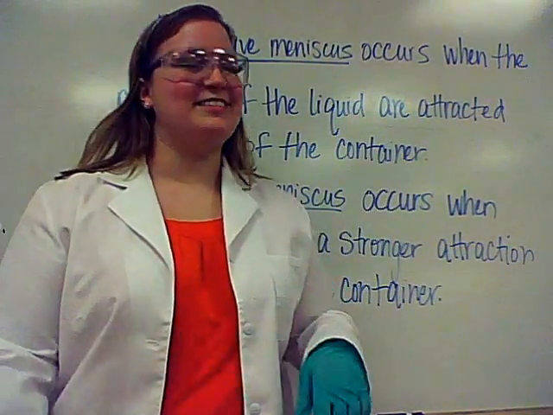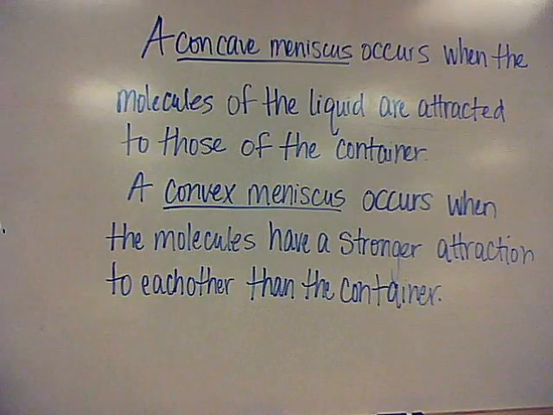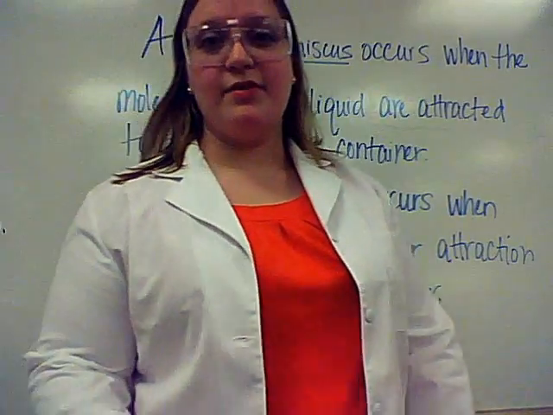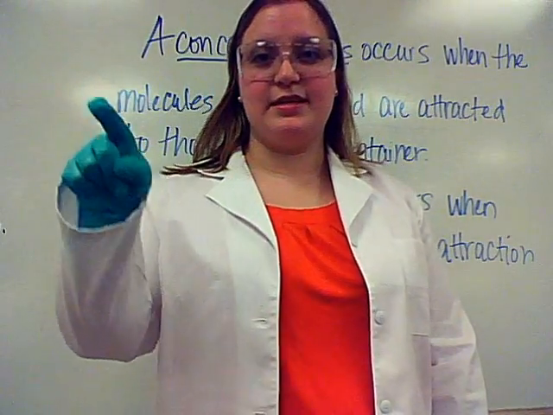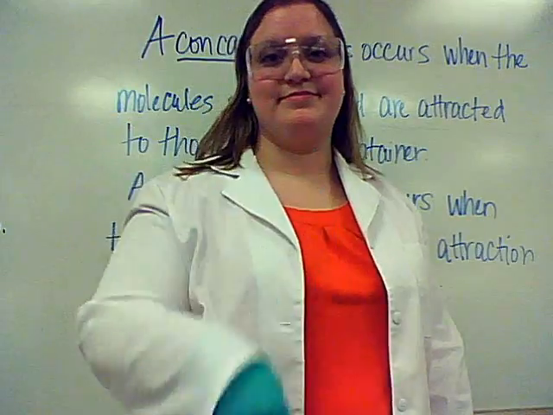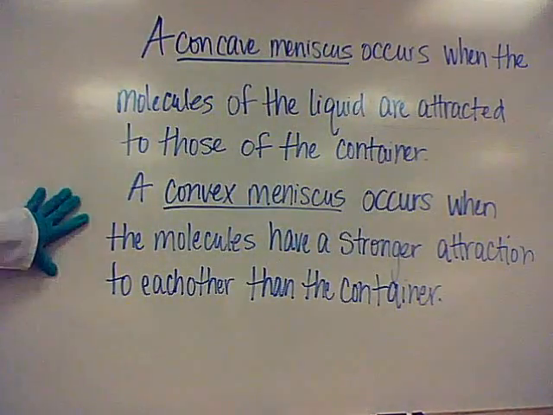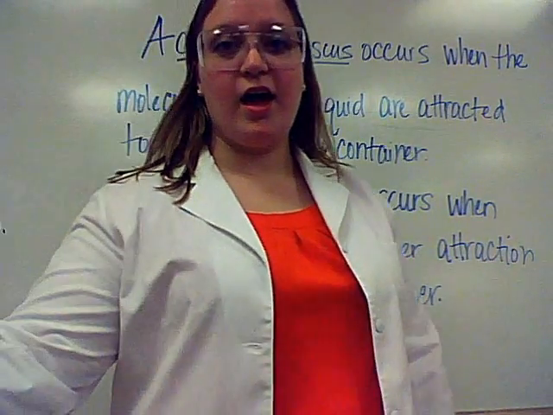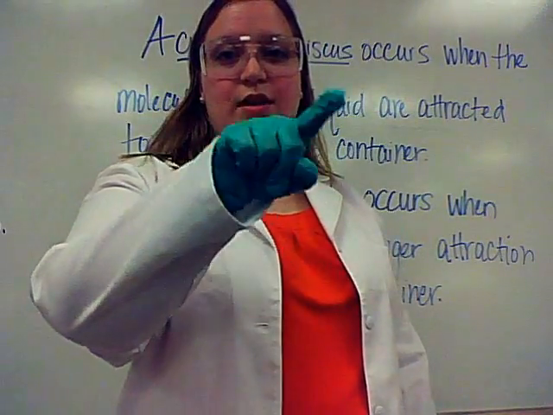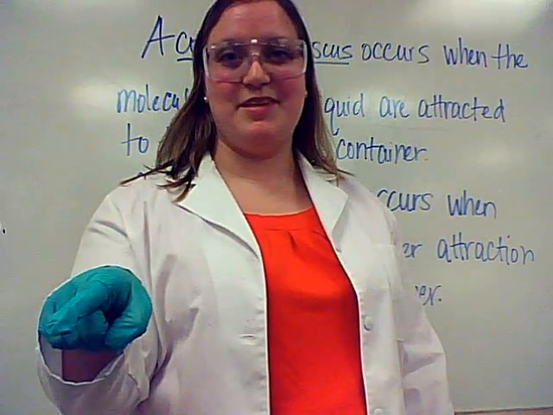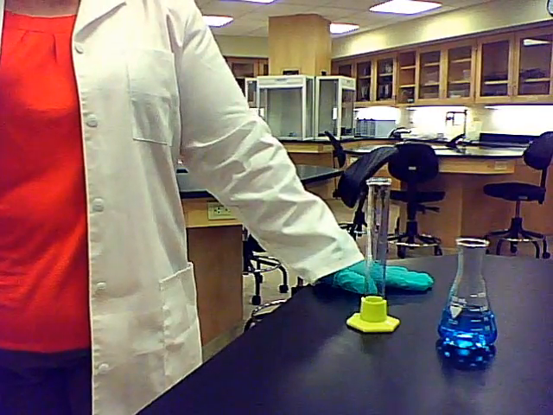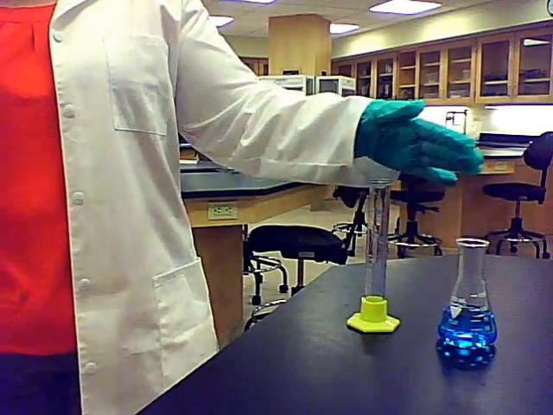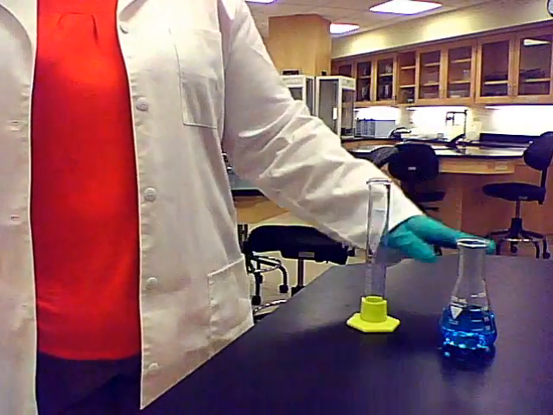Time for some definitions. A concave meniscus occurs when the molecules of the liquid are attracted to those in the container. Again, remember, a concave meniscus is when we have the U shape. A convex meniscus occurs when the molecules have a stronger attraction to each other than to the container. A convex meniscus occurs when you have an upside down U shape. Keep that in mind. Here in the laboratory, you often work with graduated cylinders and fluids which you need to measure with a graduated cylinder.